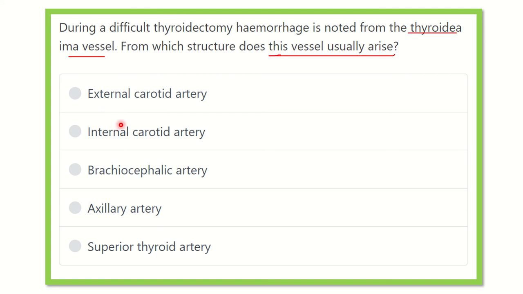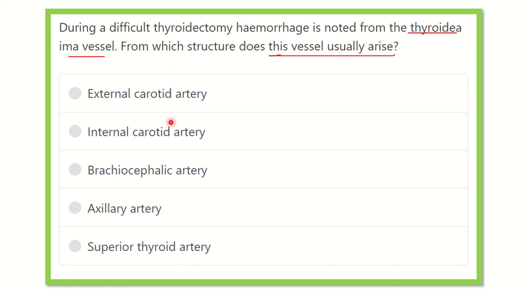So here the options are external carotid artery, internal carotid artery, brachiocephalic artery, axillary artery, and superior thyroid artery. So here are the options. We have to find out from which artery the thyroidea ima vessel arises.